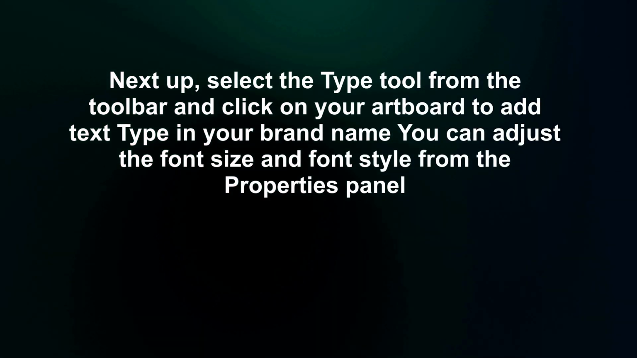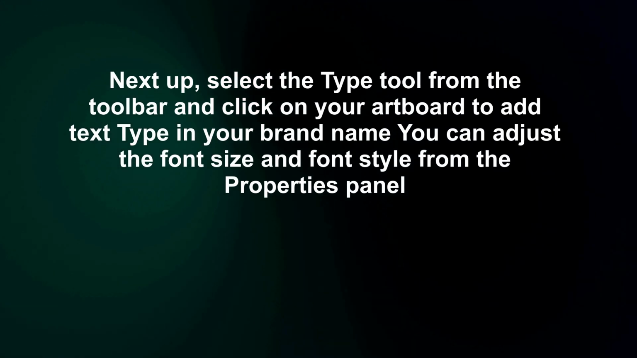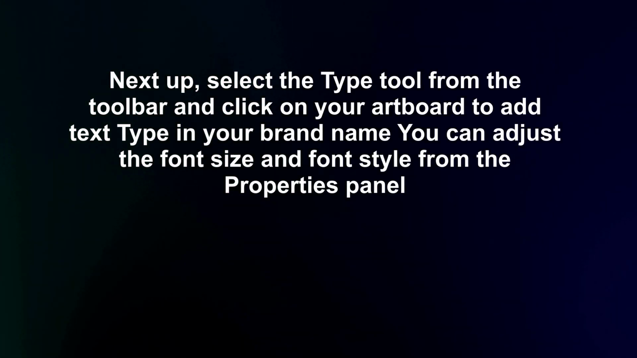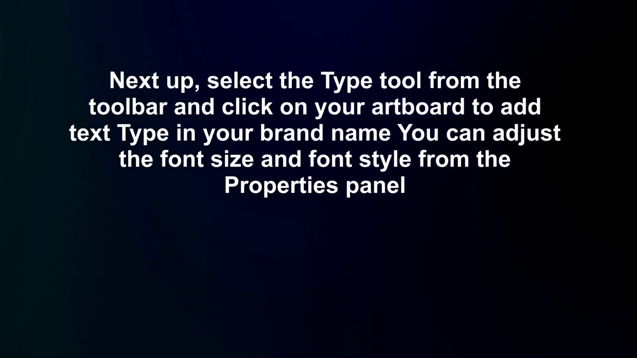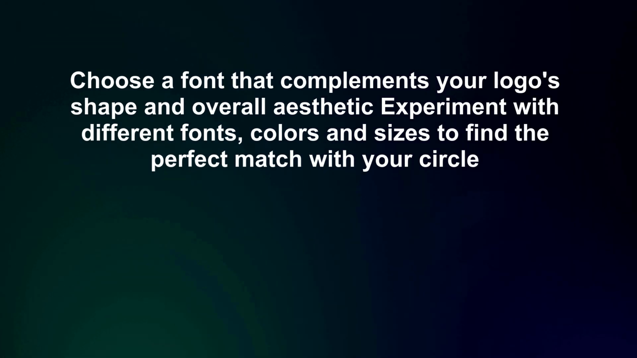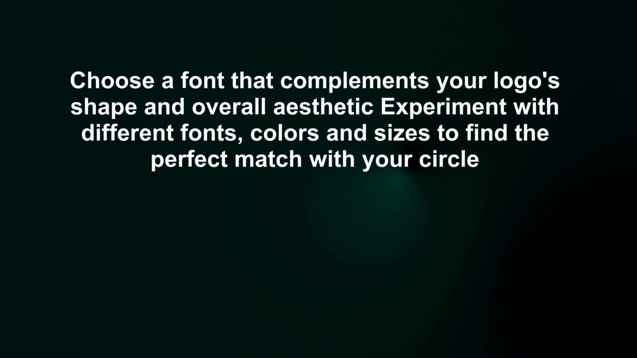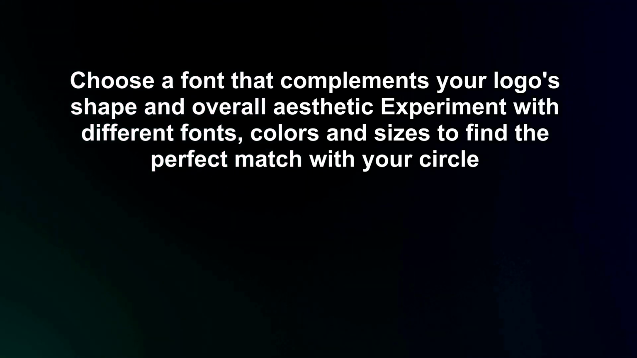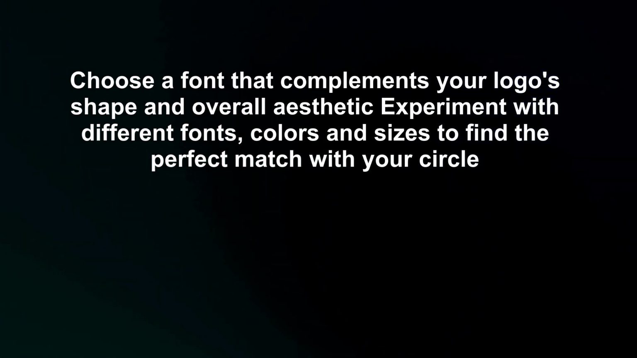Next up, select the Type tool from the toolbar and click on your artboard to add text. Type in your brand name. You can adjust the font size and font style from the Properties panel. Choose a font that complements your logo's shape and overall aesthetic. Experiment with different fonts, colors, and sizes to find the perfect match with your circle.